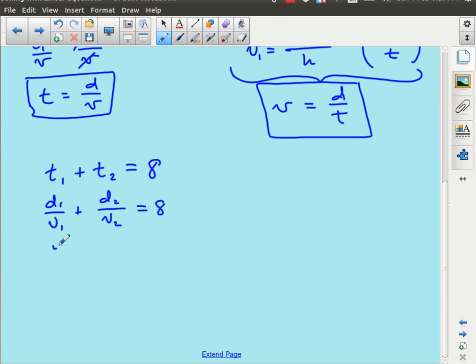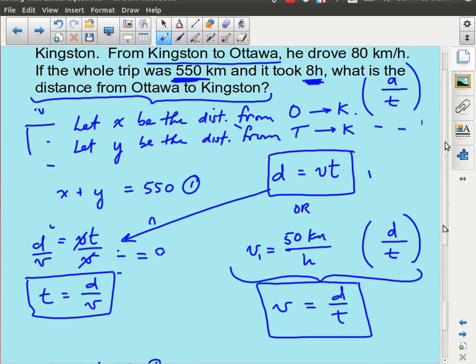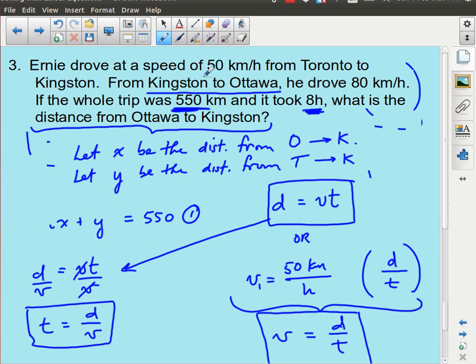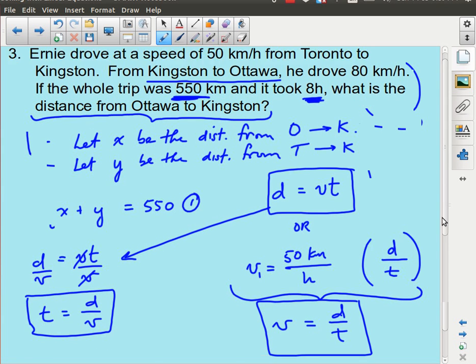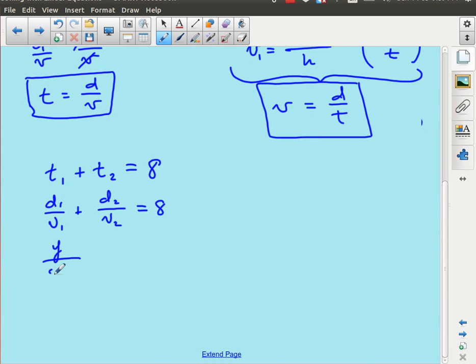So this becomes y. And what was the speed from Toronto to Kingston? The speed of Toronto to Kingston was 50. So this becomes y over 50, plus d2, the distance from Kingston to Ottawa. That's x. You have to be really careful with how you've declared your variables here. And if you remember from the question, that one was completed at 80, and that works out to be equal to 8. And that's my second equation right there.